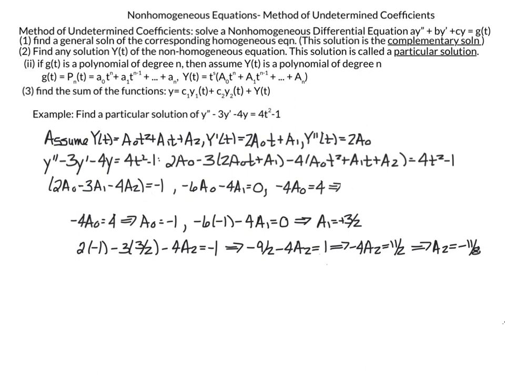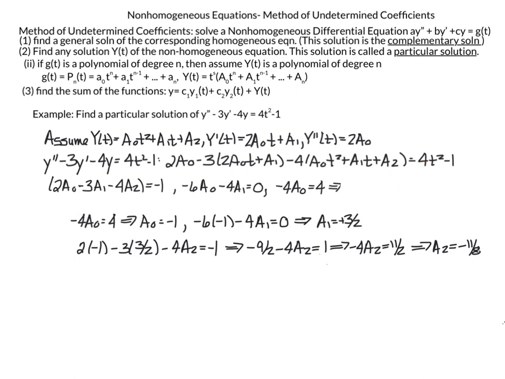Now grouping my t coefficients. So where do I have t? Factors of t. I have a minus 6a naught t. And then over here I have a minus 4a1 t. Since there's no t term in g of t, that's equal to 0. Now looking at my t squared terms, I have none here, none here. I have minus 4a naught t squared is equal to 4.